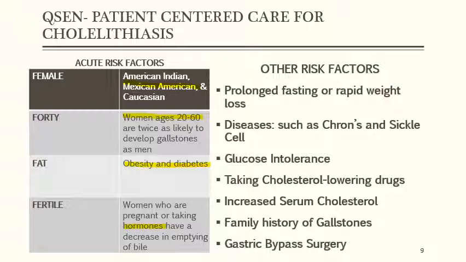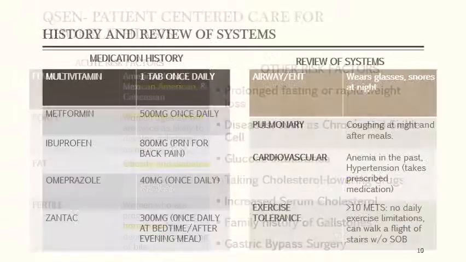Some other risk factors that you can explain to your patient are any prolonged fasting or rapid weight loss, diseases such as Crohn's disease or sickle cell disease, glucose intolerance, having high cholesterol, being on cholesterol-lowering drugs, family history and genetics of gallstones, and gastric bypass surgery. All of these risk factors make a patient more susceptible to acquiring gallstones, and it is good to discuss these risk factors with the patient so that they understand how they were more susceptible to acquiring this disease.